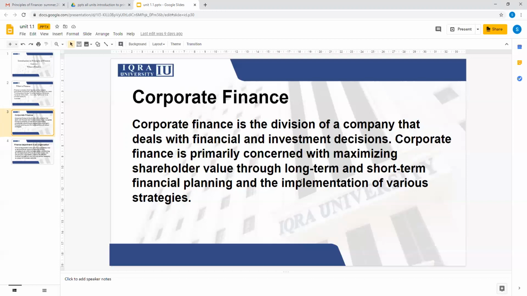So finance in terms of business means how you will arrange the money and how you will use that money, and how you will distribute the profit, how much you will retain and all. Okay, so this is a definition which is in front of you. Corporate finance is a division that deals with financial and investment decisions. Corporate finance is primarily concerned with maximizing shareholders' value through long-term and short-term financial planning and implementation of various strategies. Now, who are shareholders?